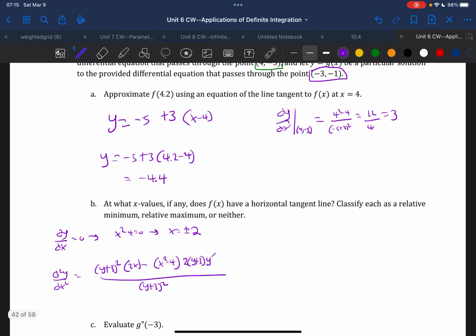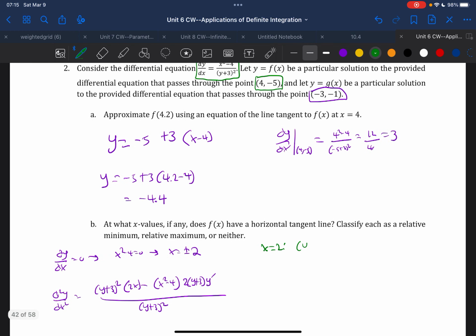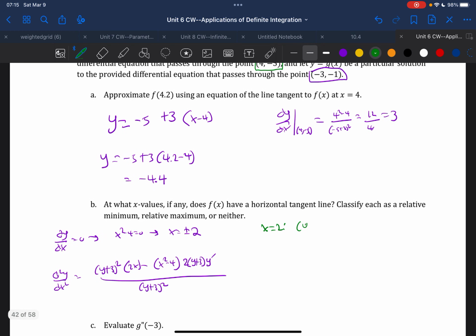And I'm not going to clean that, but I'm rather going to plug in. So at x equals 2, I get y. I don't know what y is though. So we'll see if that matters. So I get y plus 3 squared times 4 minus all of this. Remember, we set y prime equal to 0. So that's all 0. I have a y plus 3 squared. And it doesn't matter what y is. Y could be anything. And this quantity is going to be positive.